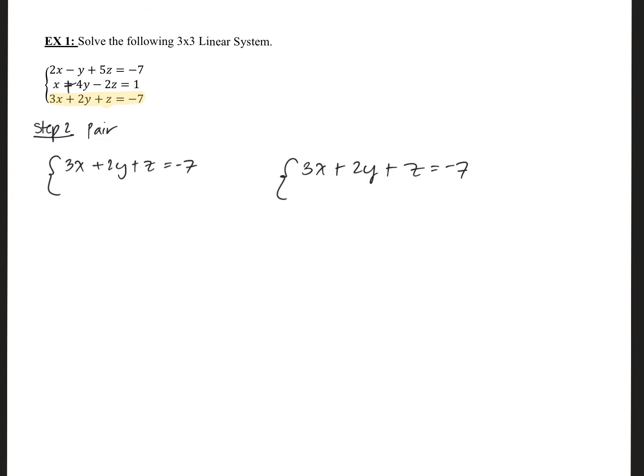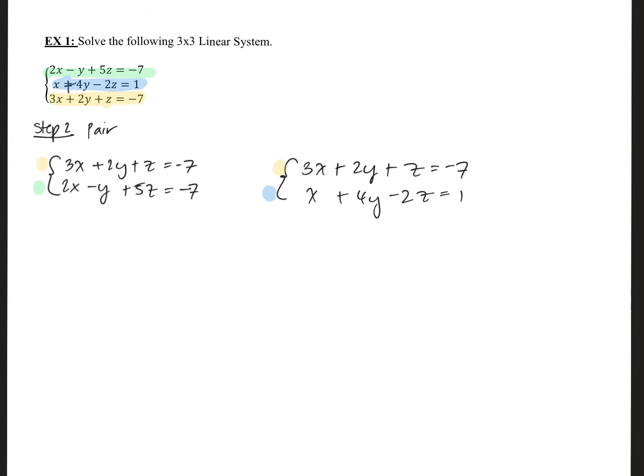So we have that one that we're going to pair up with everyone else, and then we write down the other ones. We have 2x minus y plus 5z equals -7. And then x plus 4y minus 2z equals 1. Let me color code these so you can see where they came from. This is the yellow one, and then we have green and blue. That's where we paired them up. Remember, yellow gets paired twice.